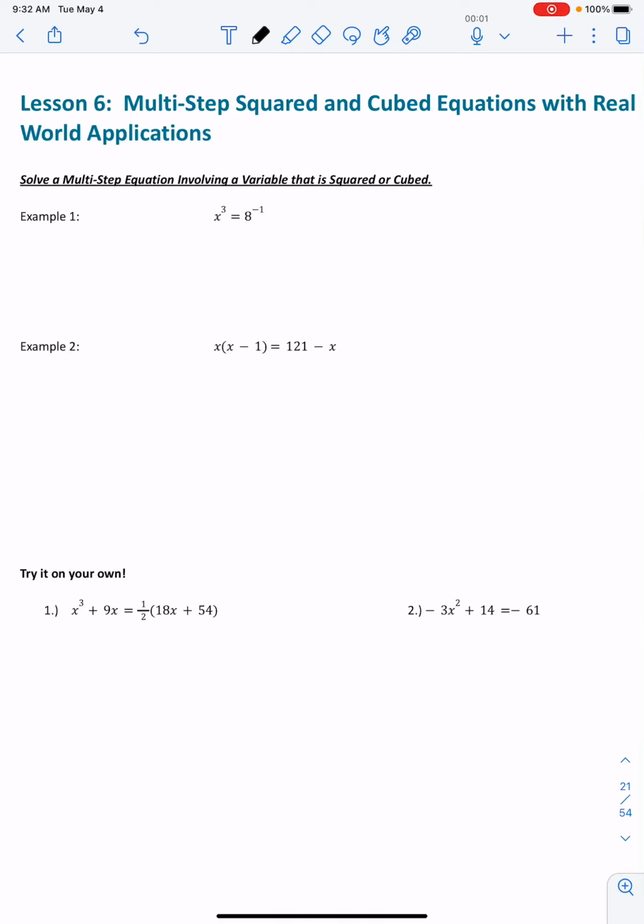This is lesson 6, multi-step squared and cubed equations with real-world applications. Today we are going to be solving multi-step equations involving variables that are squared or cubed.